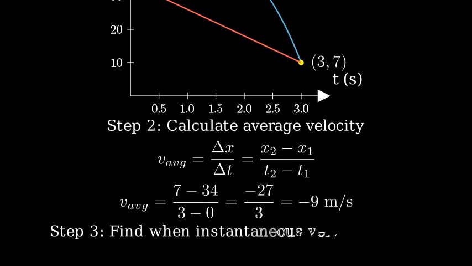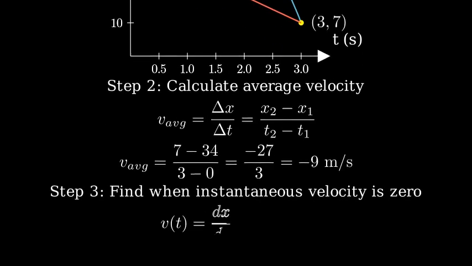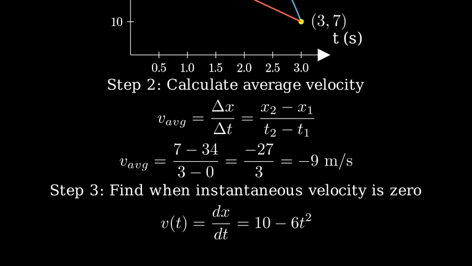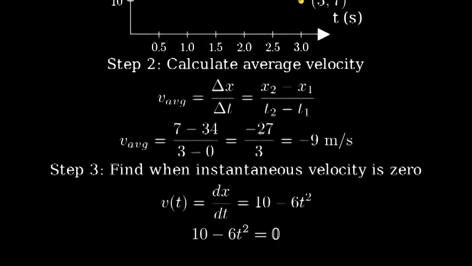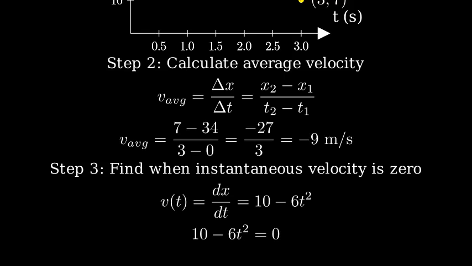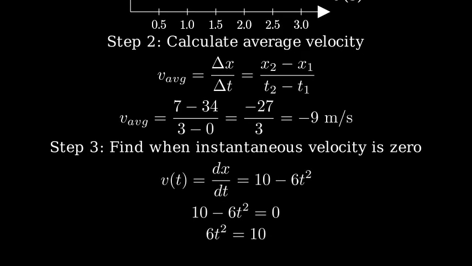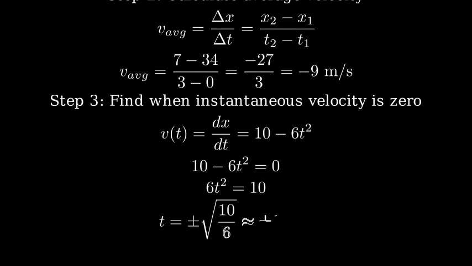Now for the third part, finding when the instantaneous velocity is 0. The instantaneous velocity is the derivative of position with respect to time. To find when the velocity is 0, we set this equation equal to 0 and solve. 10 minus 6t squared equals 0. Adding 6t squared to both sides, 6t squared equals 10. Dividing both sides by 6 and taking the square root, t equals plus or minus the square root of 10 over 6, which is approximately plus or minus 1.29 seconds.